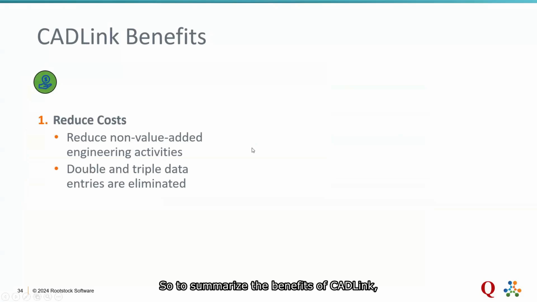So to summarize the benefits of CADLink, firstly, it's going to reduce your costs by reducing the amount of non-value engineering activities, by giving your engineers a lot more free time, automating that data entry clerk work and admin work that they would previously have to do, and allowing them to spend more time on actual design and project work. We're also reducing costs by eliminating double and triple data entries, since we're now automating a previously manual process as well.